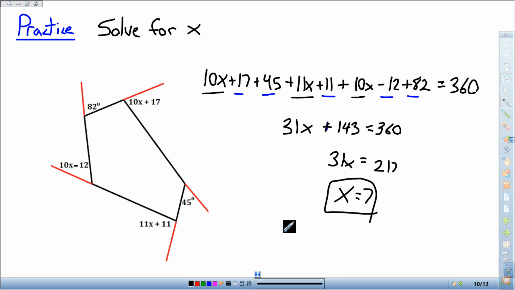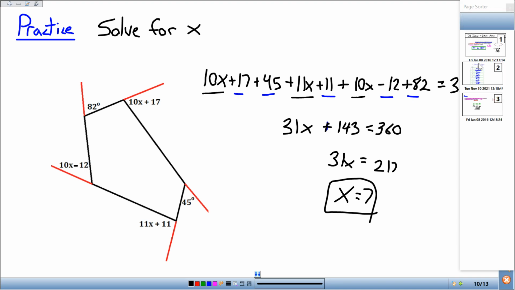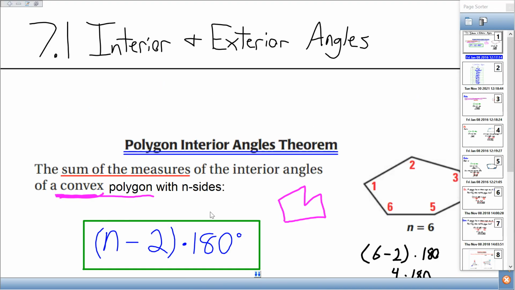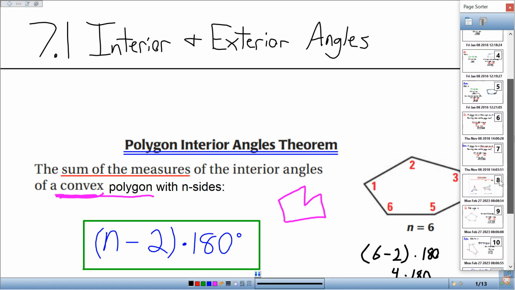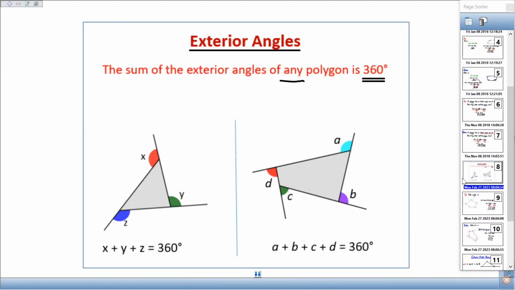Cool. So just a quick summary. When you go to deal with interior angles of a polygon, that is the one that requires the formula to find what those angles add up to. But when it comes to exterior angles of a polygon, the ones on the outside, there's no formula necessary. The exterior angles always add to 360.